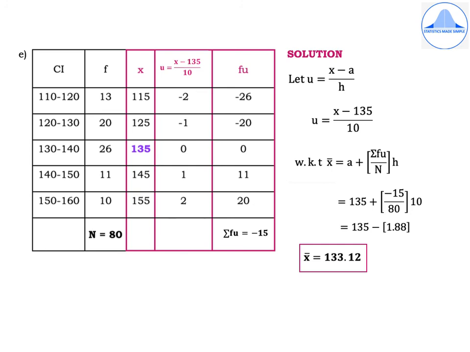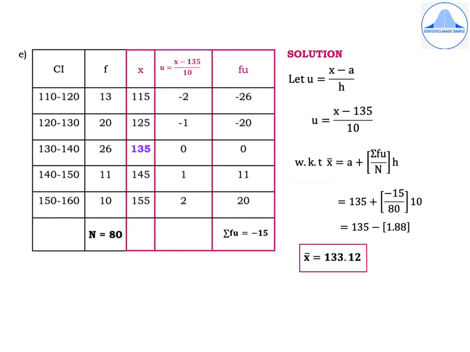So the first step for continuous data is we need to find out the midpoints of the class intervals, which are the lower limit plus the upper limit divided by 2. So the midpoints x are given in the third column, which are 115, 125, 135, 145, and 155.